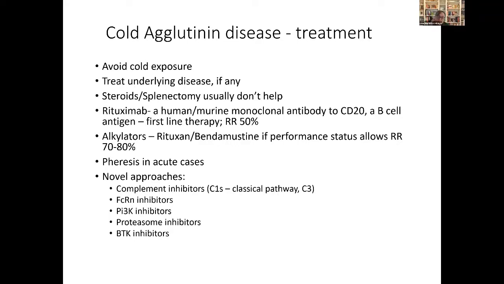And then there's a whole bunch of novel therapies that are coming up. Most importantly, and the one that's probably going to be approved really soon, is a C1 inhibitor, so the inhibitor of the first part of the complement cascade, which actually has very good efficacy in this disease. But PI3 kinase inhibitors and proteasome inhibitors play a role as well, and actually proteasome inhibitors are being used in these conditions as well. And the new thing that's up and coming are BTK inhibitors.